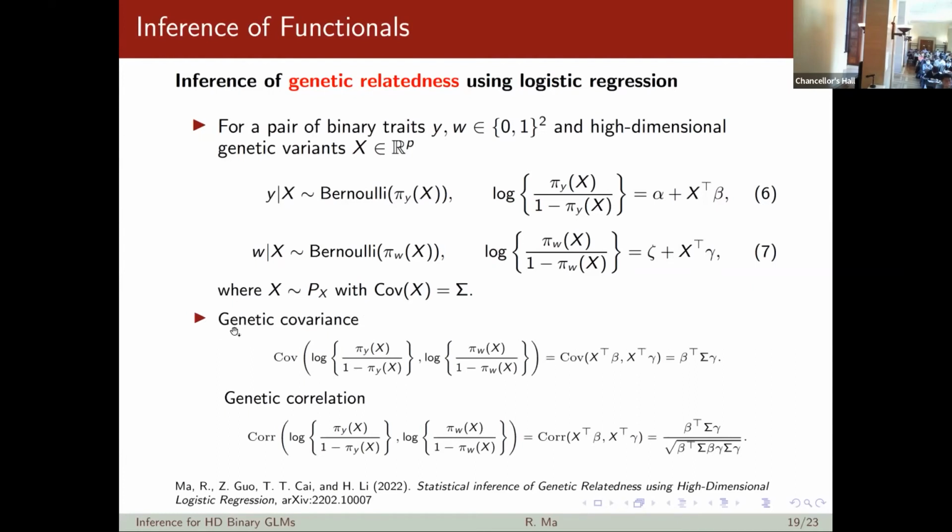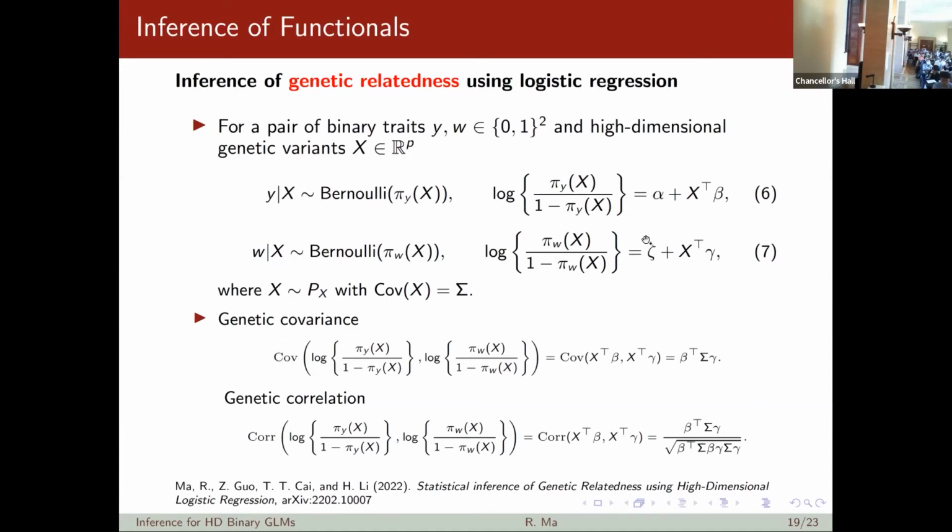The first one we define as genetic covariance, which is the covariance between the log odds ratio between the two outcomes Y and W through the same covariate X. And as you can imagine, if this covariance is large, then it means there is much more sharing in that association mechanism between Y and W. And that we will interpret as that they have more similarity in the fundamental genetic architecture.